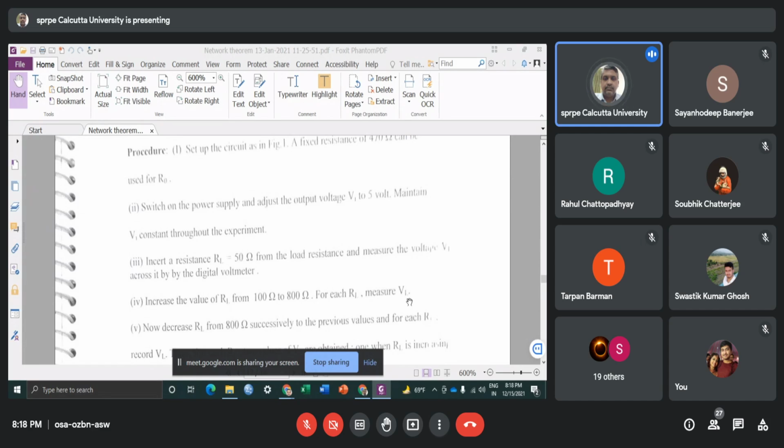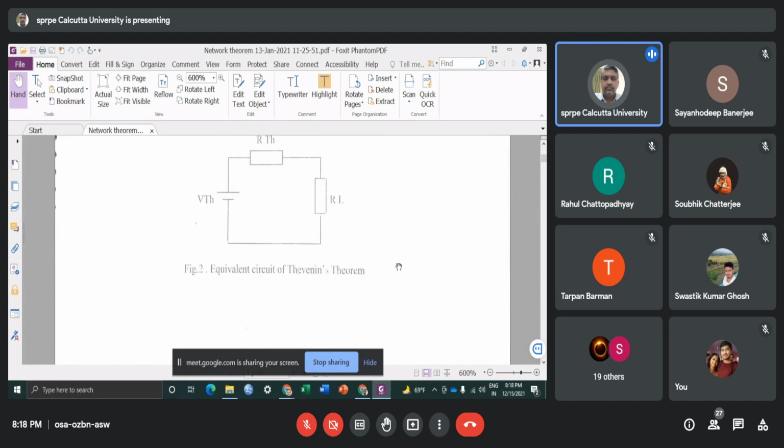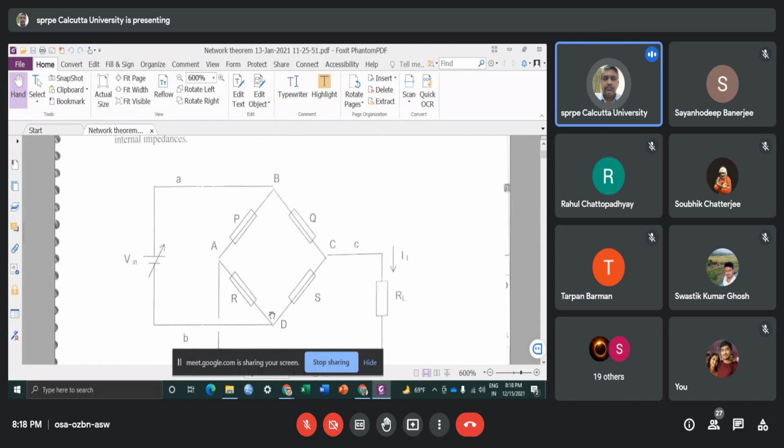You do these things, you read Chattopadhyay Rohit's book, and I will appreciate it if in your discussions you find out the VTH and RTH values theoretically for this particular Wheatstone bridge network. So if you do these analytical calculations and find out VTH and RTH, then in your discussions you may compare the theoretical value that you find with the experimental one.